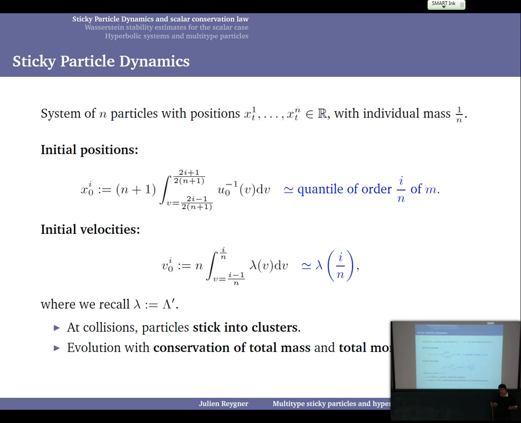More generally, when several clusters collide, then they aggregate together and form a larger cluster, and the velocity of the cluster is once again determined by the same rules here. So in other words, the velocity of the cluster is just the average of the velocities of the incoming clusters weighted by the number of particles within each cluster.